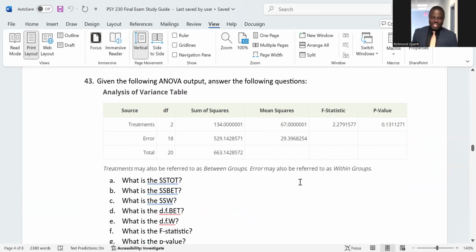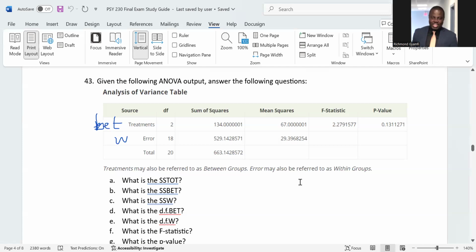You're going to be given the table. You have the ANOVA table, and then you read the table and put the answers in there or choose the right answers. Remember that in class, I told you that treatment is BET, error is W, and then you've got a total. Degrees of freedom for treatment is 2, sum of squares is 134.00000. Mean squares is 67, and the F statistic is 2.279. The p-value is 0.1311.